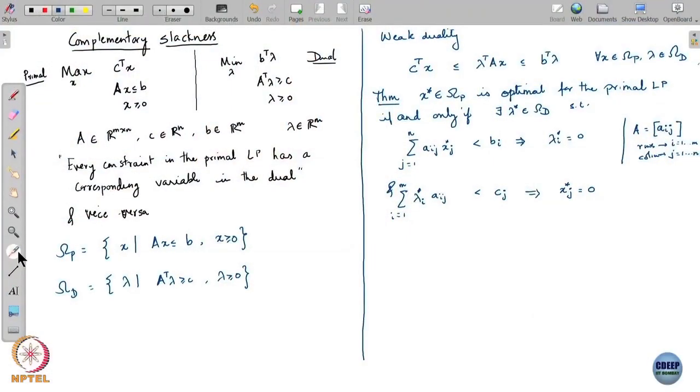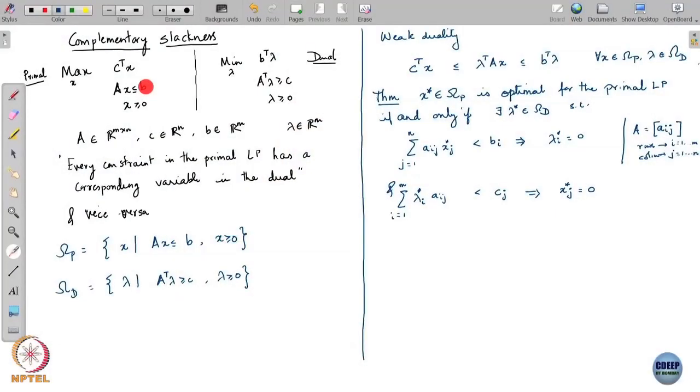So what this means is, if this inequality here is strict, then you must have that lambda star i corresponding to that inequality is 0. What is this inequality? This inequality is the ith constraint of the primal LP. So if the ith constraint of the primal LP holds strictly, meaning it does not hold with equality, then the lambda i corresponding to that must be 0.